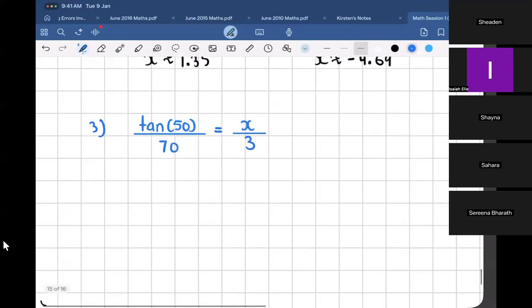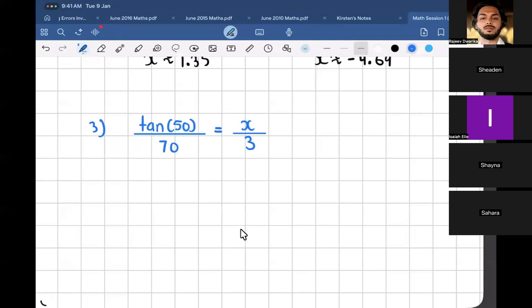So let me do this fast. Let me do this quick. We're going to cross multiply here. I want you to pay attention because this is one of the easier ones.